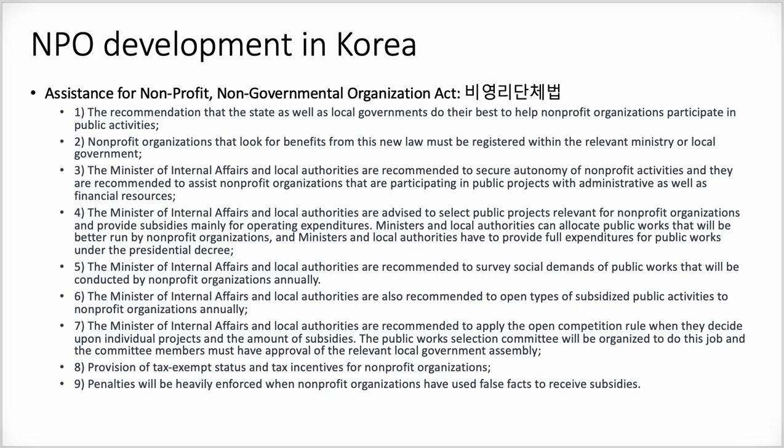Also, this is a brief overview of the Assistance for Nonprofit Non-Governmental Organization Act that we will look at in depth in class.